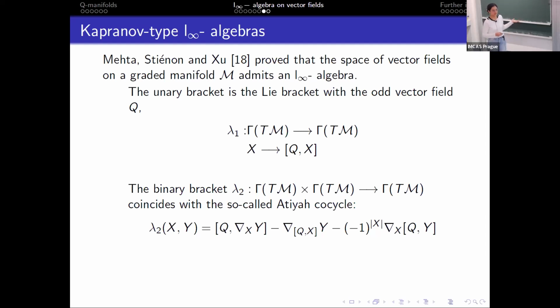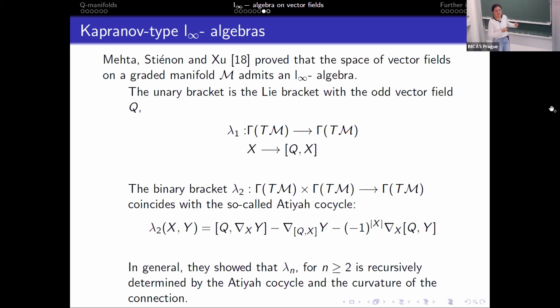Okay, so in the case of this construction, as I said before, we don't have a curvature term. We just have the first bracket, which is given by this Lie bracket along Q. And secondly, the second order map is given by the so-called Atiyah cycle, which is given by this expression here. In general, they have a recursion relation for the higher maps. So they prove that the higher maps are just determined by the second map and the curvature of the connection.